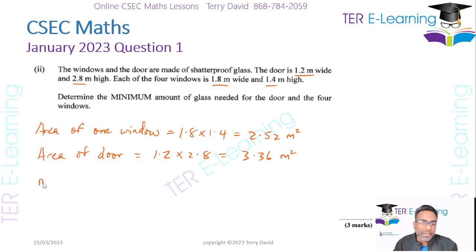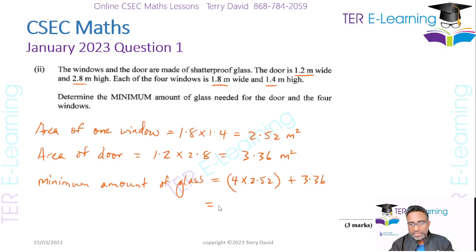So the minimum amount of glass, and when they say amount of glass, they're talking about area of glass. That's what they really mean. So we have 4 windows, so it's going to be 4 multiplied by 2.52 plus we have to add the area of the door, which is 3.36. So that's 4 multiplied by 2.52 plus 3.36, and you're going to get 13.44. So 13.44 meters squared of glass. That's how much you need.